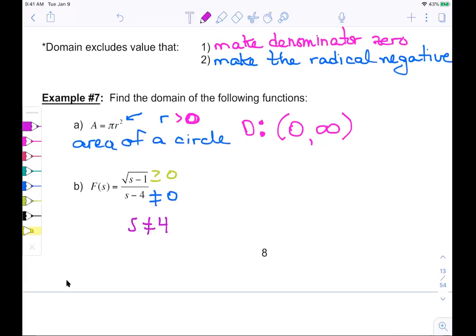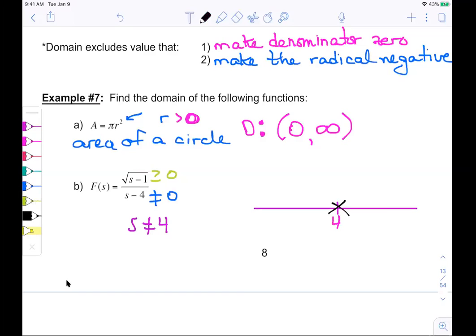So here's my number line. I'm going to put a 4 on here. Oops, I didn't mean to write it like that. Try again. Okay, there's my 4. Based off of the denominator, it's not allowed to be 4. So I'm going to cross off 4. Can't be 4.